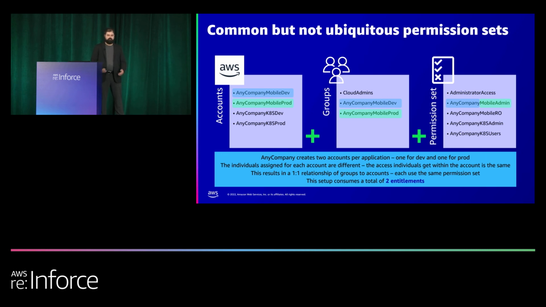And so this scenario can be applied in any situation where you have a common set of permissions but different users. As I mentioned previously, if you had Kubernetes admins or if you had EC2 users, it's a similar concept where you would be able to use the same permissions mapped to different groups and to different accounts.